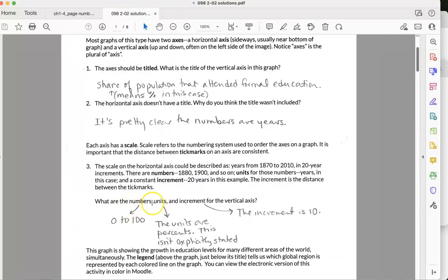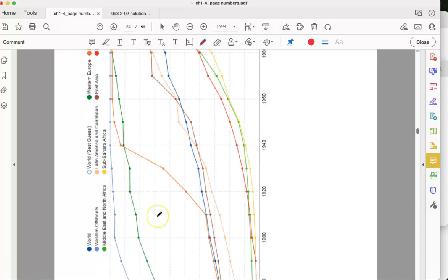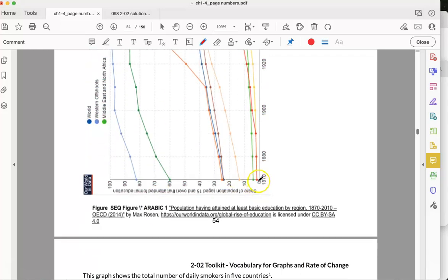What are the numbers, units, and increment for the vertical axis? So the numbers are 0 to 100. The units are percents, which is not explicitly stated, and the increment is 10. So we can see that these are spaced 10, 20, 30, and so on. And I generally like my graphs to start at 0 and then to have equally spaced numbers.